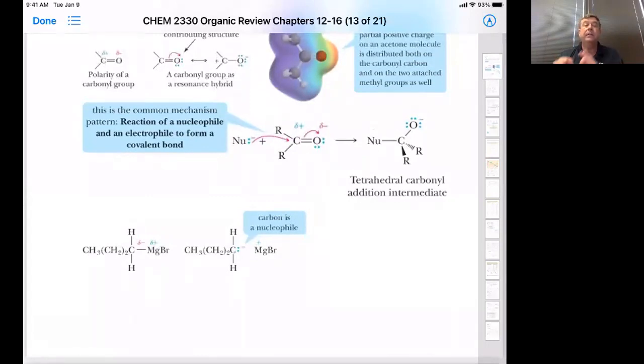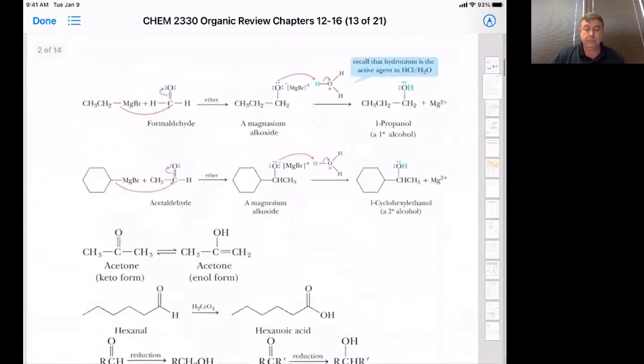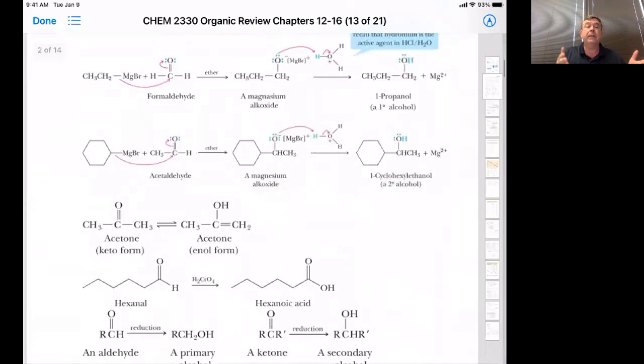And we use that to attack various carbonyl compounds to make primary, secondary, and tertiary alcohols. Okay, so if we attacked formaldehyde, we made a primary alcohol. If we attacked any other aldehyde, we made a secondary alcohol. If we attacked a ketone, we made a tertiary alcohol. And so we can actually choose what we want from those different things.